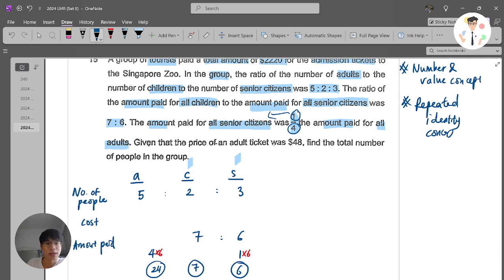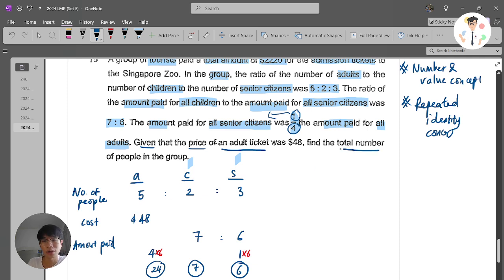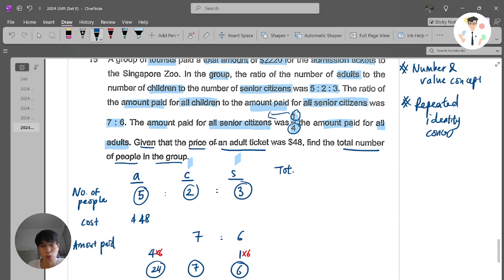And the question says, given that the price of an adult ticket is $48, find the total number of people in the group. So just to circle this, because I know this is 5 unit, 2 unit, 3 unit, 5 plus 2 plus 3 is equal to 10. The total here is actually 10 unit. But this unit and this unit are different, okay? Because I haven't made it the same, right? So let's look at it carefully.